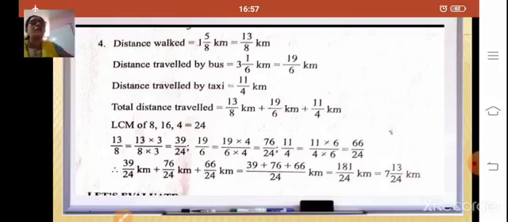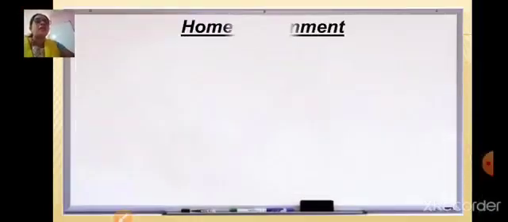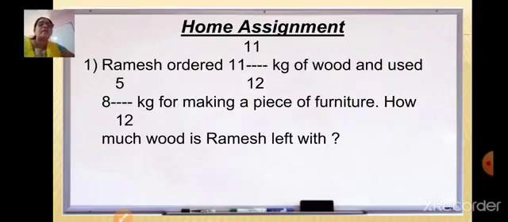Okay. So now based on this, some home assignment for you. Yes, one sum I have given you as a home assignment, that is Ramesh ordered 11 whole 11 upon 12 kg of wood and used 8 whole 5 upon 12 kg for making a piece of furniture. How much wood is Ramesh left with? So first convert it into improper fractions and then subtract. So this sum you have to do in your homework book.